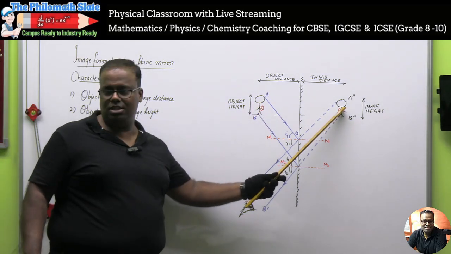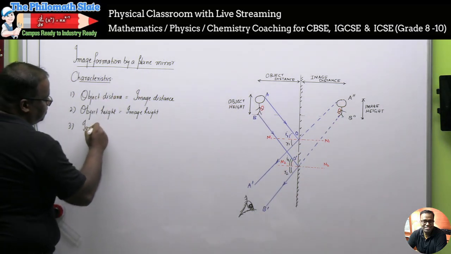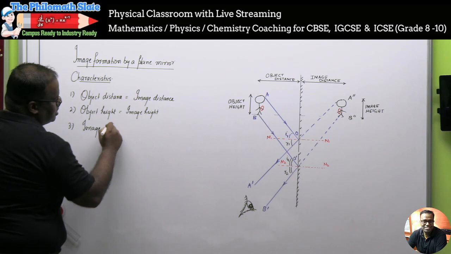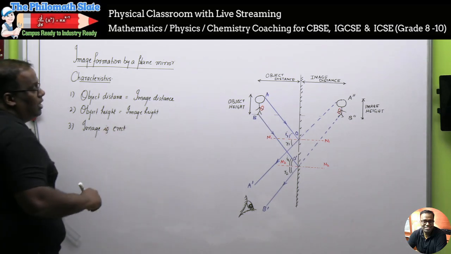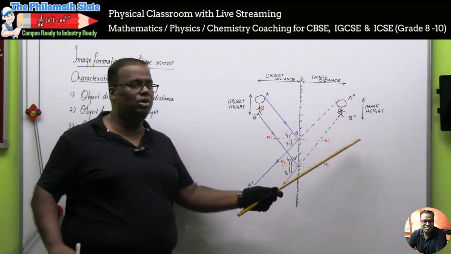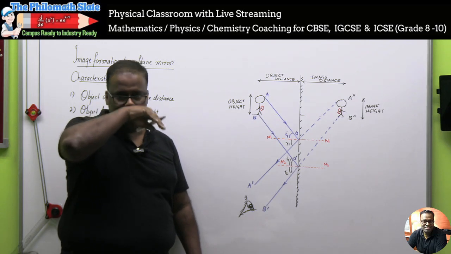ठीक है? थर्ड, अच्छा देखो तो वकुल इज सीधा. इज हिज इमेज सीधा? यस. So we always write image is erect. Image is erect. अच्छा, उल्टा होता है, बहुत सारे मिरर्स में उल्टा भी होता है. Then we say image is inverted. What do we say? Image is inverted.